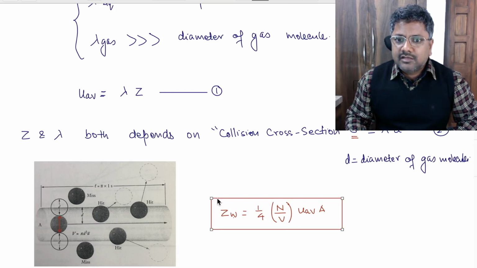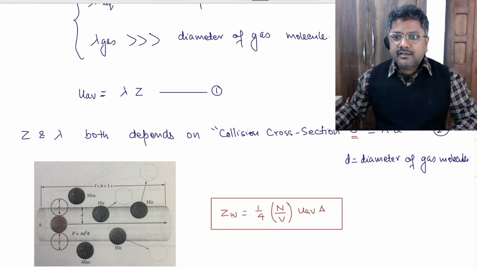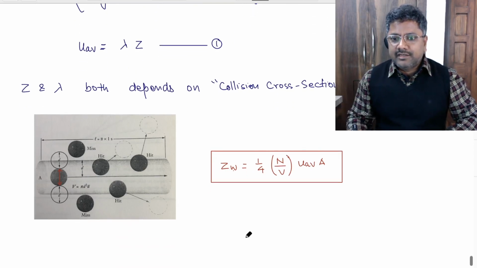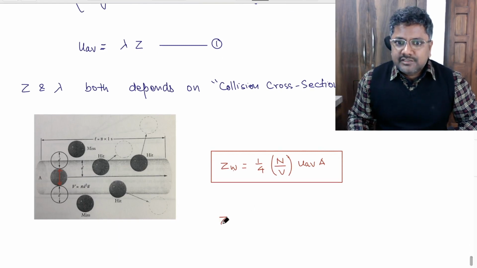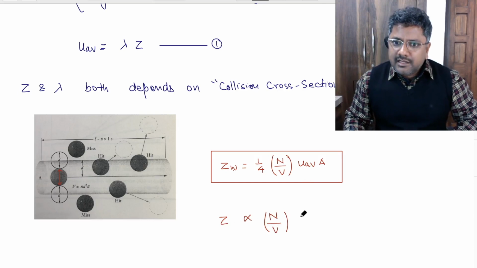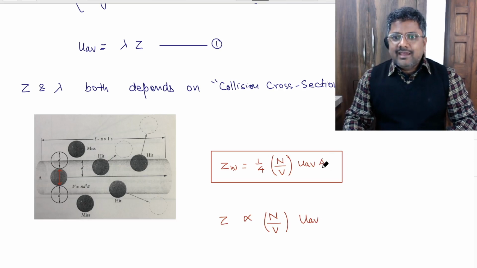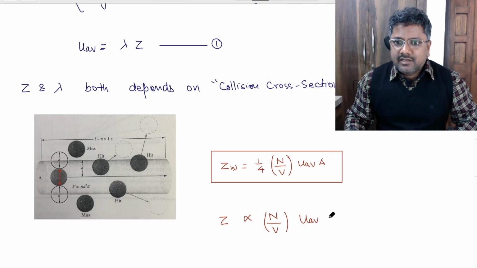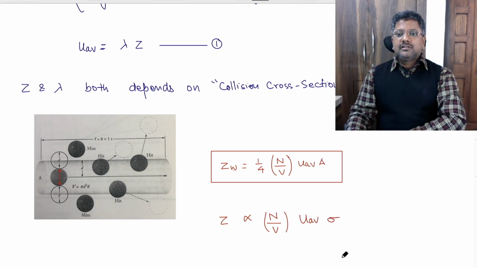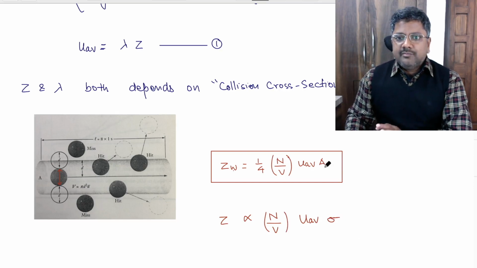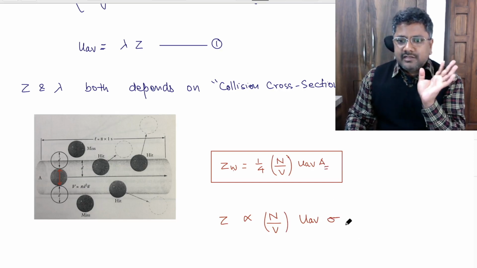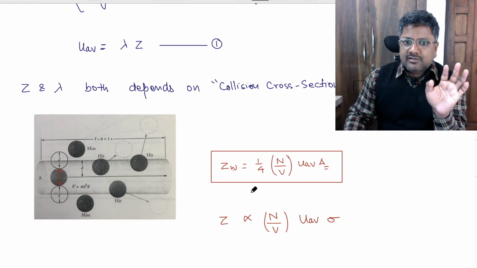This formula all of you know. Now see here, there is a difference between Z_W and this Z. This Z is directly proportional to N by V, again directly proportional to U average, and in place of A, this collision cross section will come. That is the only difference, along with the difference in this constant.